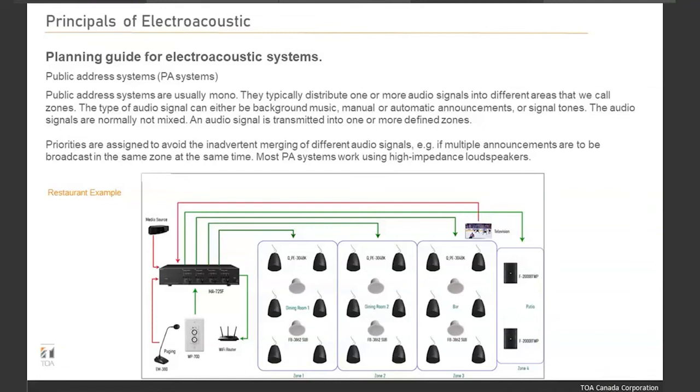So most PA systems, when we design them outside of the pro level line arrays, are high impedance loudspeakers, but we do have matching transformers, so you can actually run our pro speakers at 70 volt.